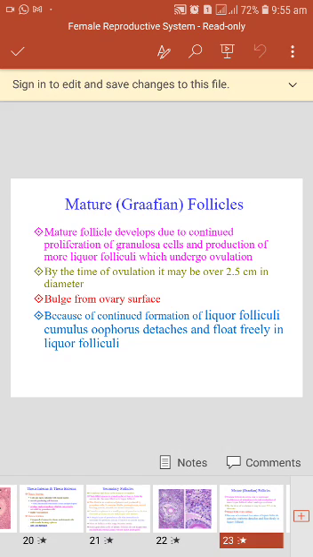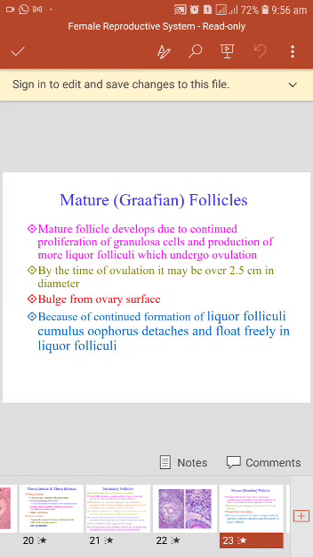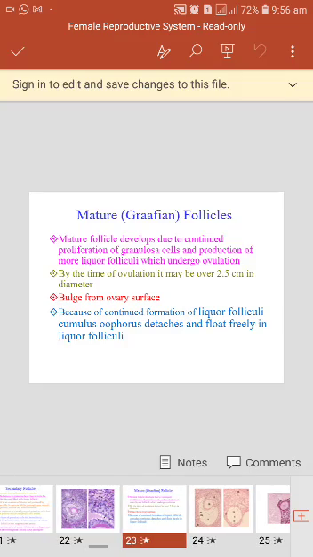Then we have the mature or Graafian follicle. The mature follicle develops due to continued proliferation of granulosa cells and production of more liquor folliculi, and it undergoes ovulation. By the time of ovulation, it may be over 2.5 centimeters in diameter. This follicle bulges from the ovary surface. Because of continued formation of liquor folliculi, the cumulus oophorus detaches and floats freely in the liquor folliculi.